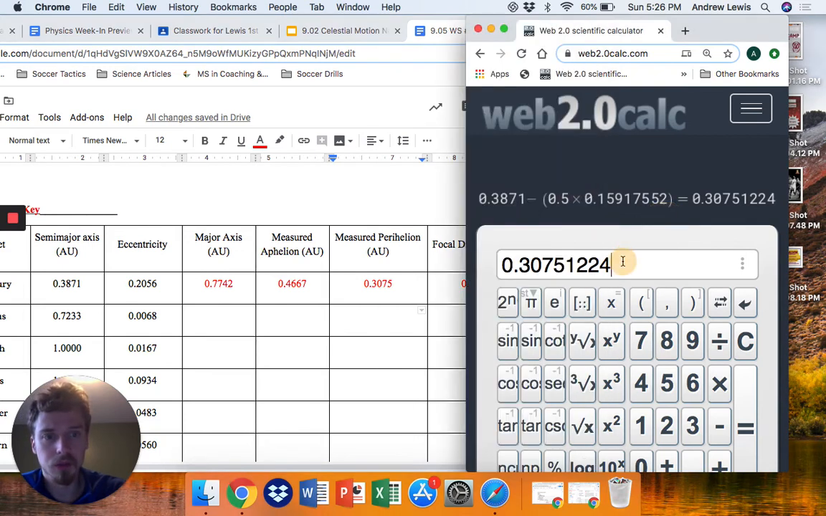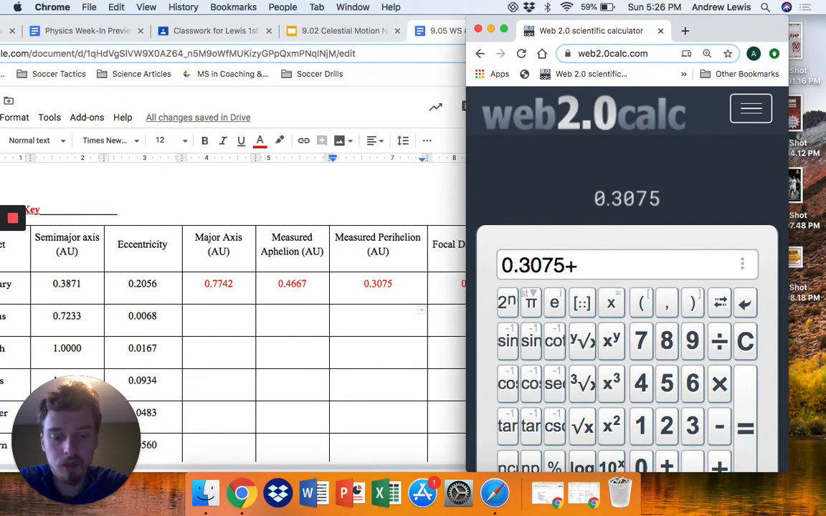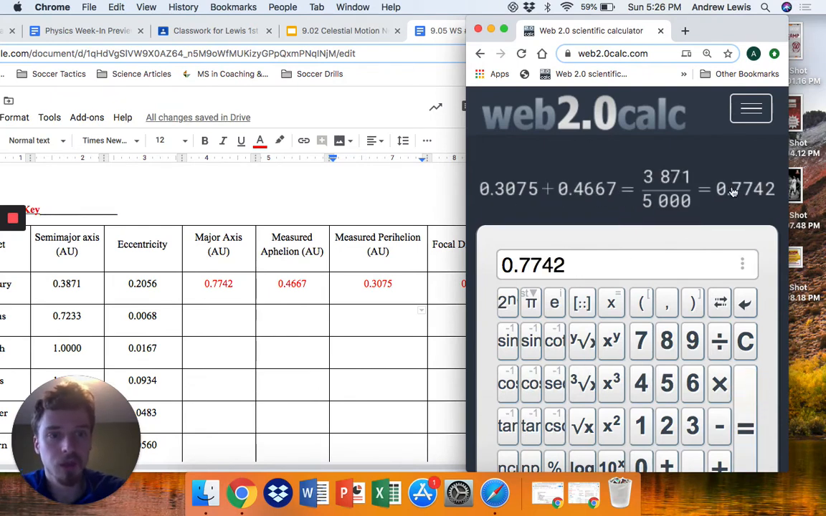Let's see here. So my perihelion 0.3075 plus 0.4667, and I get 0.7742, so that's my major axis. So I know I did it right because my entire length of that is equal to these parts.